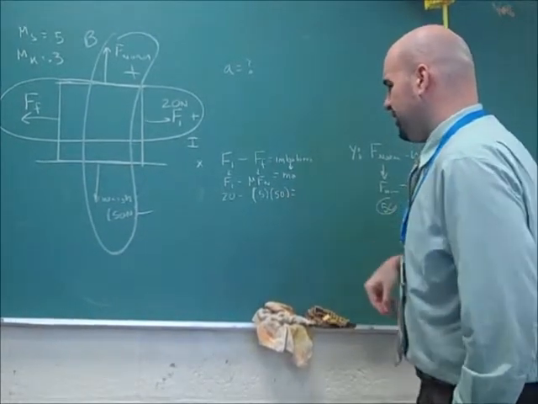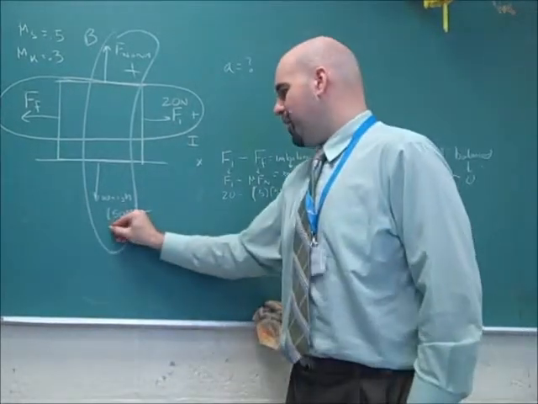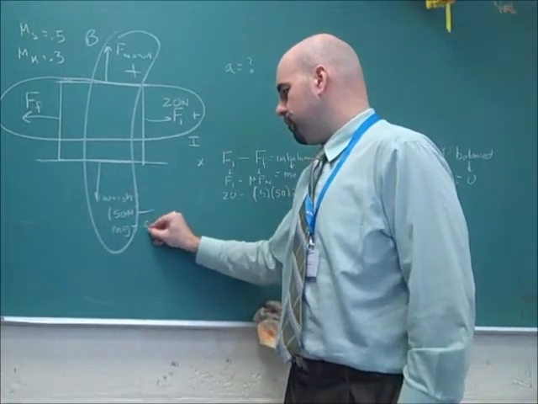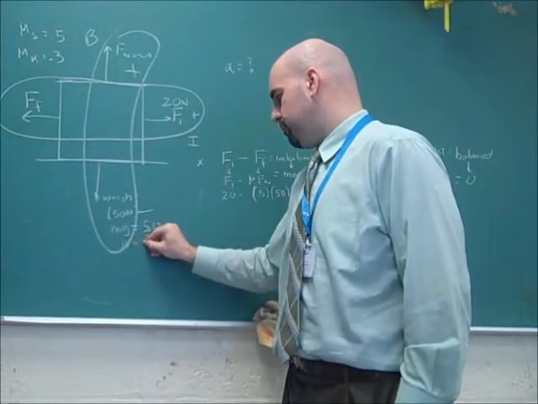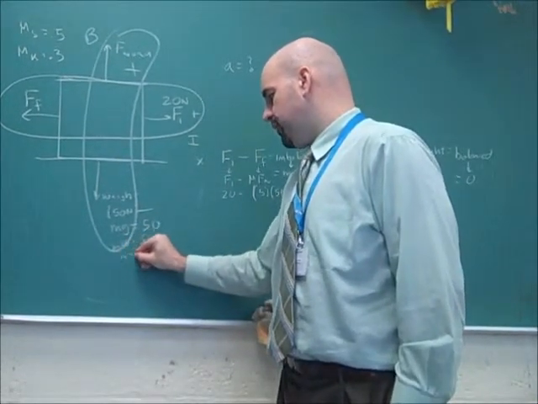I've got to find mass. Oh, that sucks. Well, the weight is 50. Weight is mass times gravity. Gravity is 10. The mass is 5 kilograms.